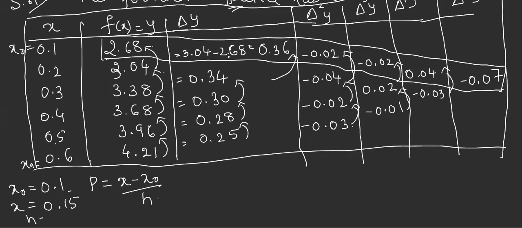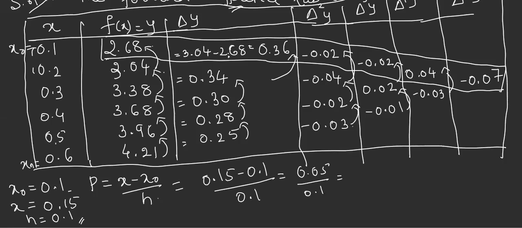Can anybody tell me what is h? 0.1. The difference between the values of x, you just check. Is the difference not 0.1? So that is nothing but h. Now let us calculate p. X is 0.15 minus 0.1 divided by 0.1. What is the answer? I think 0.05 divided by 0.1 means 0.5. Yes, ma'am, 0.5. This is the value of p.